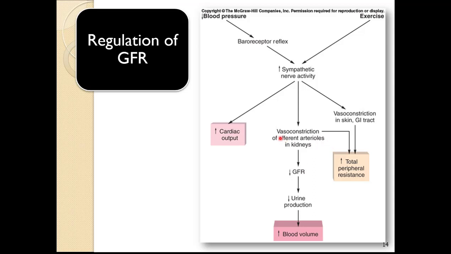This then, because we're vasoconstricting the blood going into the afferent arterioles, decreases the glomerular filtration rate, because basically what we're doing is cutting off or limiting blood flow to the glomerulus. So that's going to decrease our glomerular filtration rate, which decreases urine output, and this in turn increases blood volume. So when we have low blood pressure, we get an increase in both resistance and blood volume in order to push pressure back up.